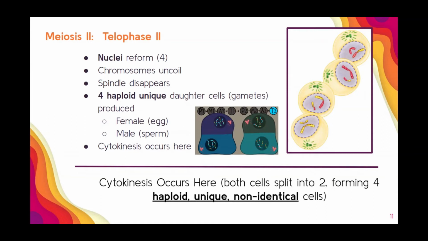So if you see nuclei reforming, you start to see distinct cells, and you see 4 cells, your hint is telophase 2. You see 4 cells, telophase 2, always.